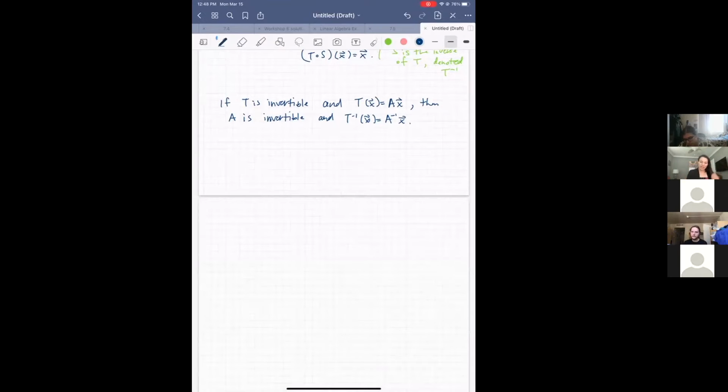Okay. And this also goes the other way, that if A is an invertible matrix, then the linear transformation.